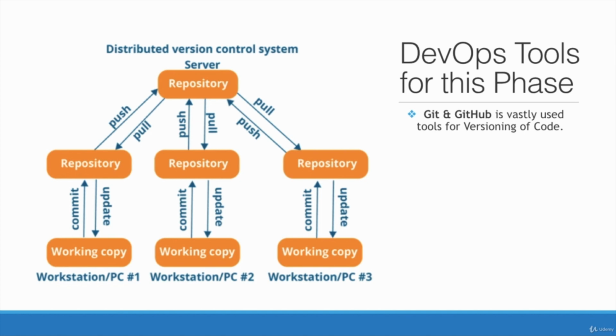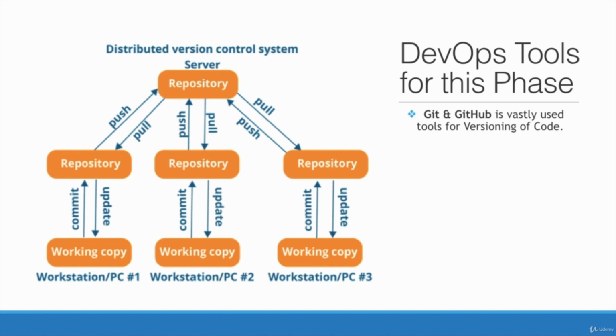So where does DevOps come into the picture? In continuous development, DevOps comes into the picture when we are talking about the versioning of our code, right? The most popular tool of the version control system is Git and GitHub. Git is a tool and GitHub is a repository. So we are going to use Git and GitHub as a version control system.